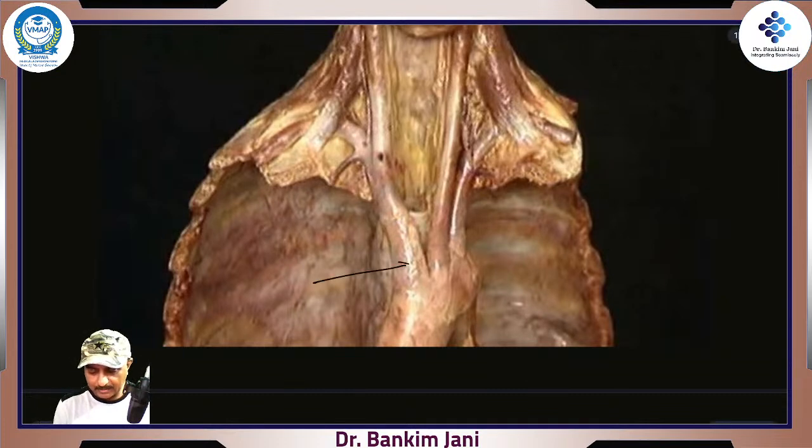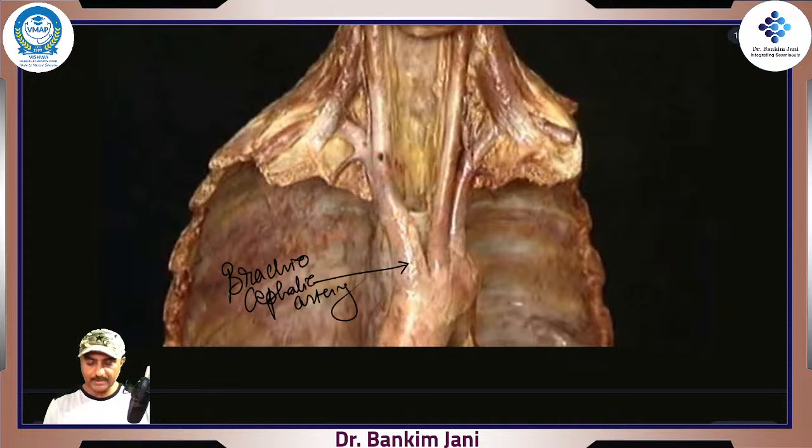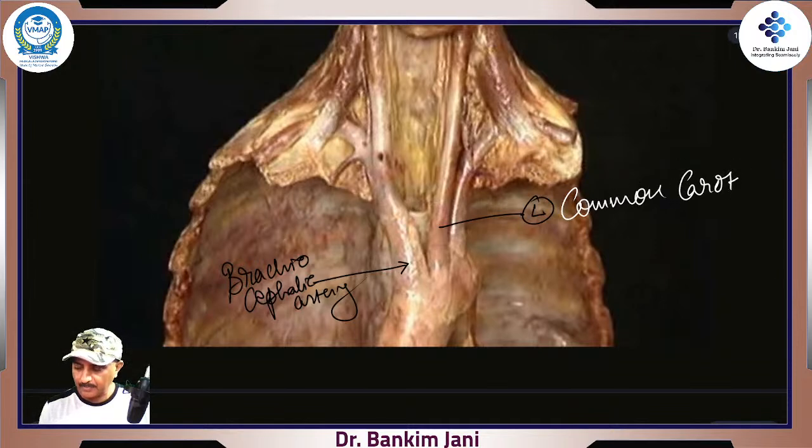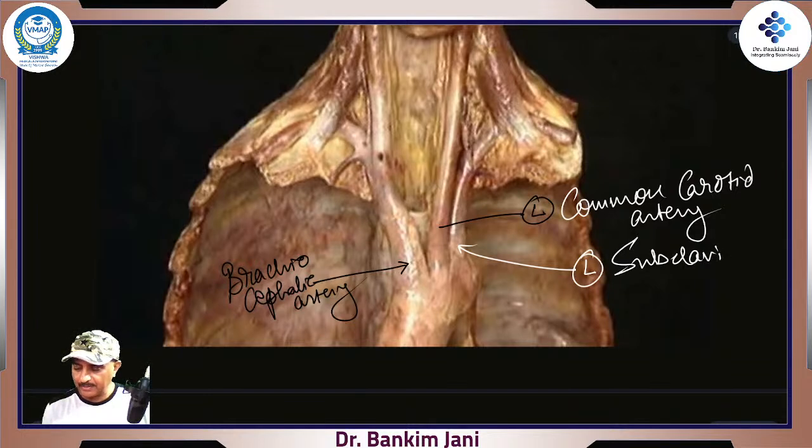All these as if like it is a book picture, correct? So this one is brachiocephalic artery, right? This one, left common carotid artery, and the last one over here is left subclavian artery, right? Very clear.